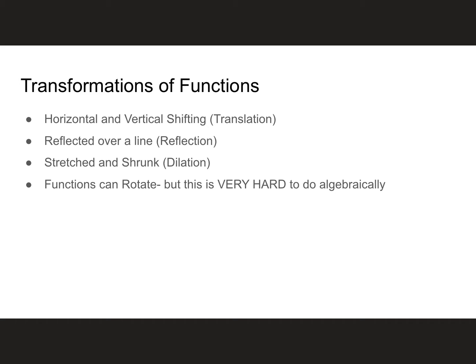Typically, in algebra, we reflect over either the x-axis or the y-axis. We can do a shrink or a stretch. In geometry, this would have been called a dilation. The other transformation that you can do is a rotation, but that's more of a geometry thing because it's very hard to do algebraically. So we just don't talk about this one.